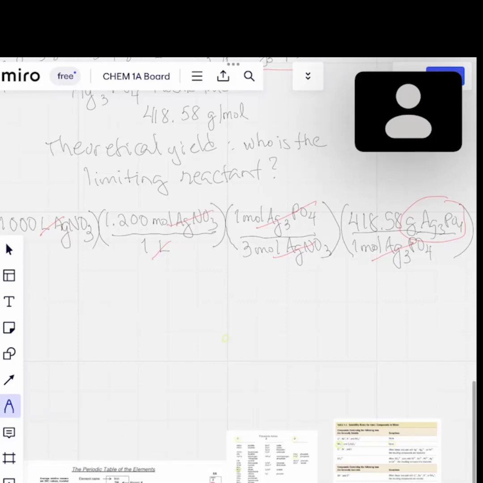Before you put any numbers into your calculator, make sure that this roadmap that you tracked in here gives you the correct units at the end. So let me give you a few moments. Please pause the video and work on the calculation and see what value you get. Be mindful of sig figs.